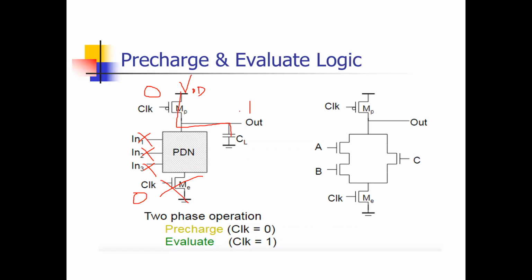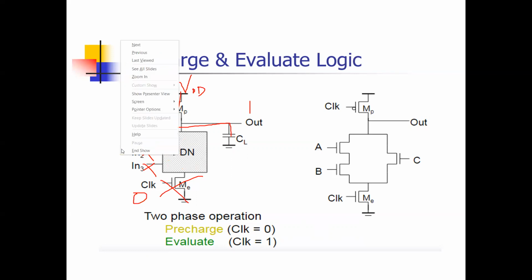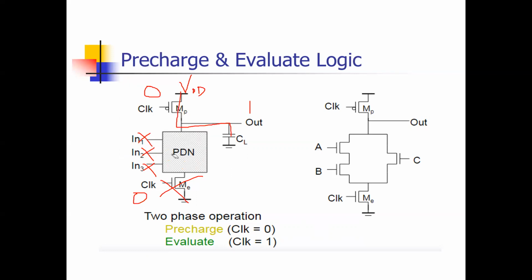Now the next question comes to your mind, why can it not be 0 if all the inputs are 1? Suppose all inputs are 1, then what will happen? With all inputs 1, you will get this path, but the lower transistor is off, so the path will be broken here. So it will never be 0 in pre-charge. Pre-charge output is always high. That's why it's called pre-charge, already charged. Whatever the input, see this right side diagram. A, B, C, all inputs are 1. Still, this path is broken here because clock is 0 and the NMOS transistor will never be on.